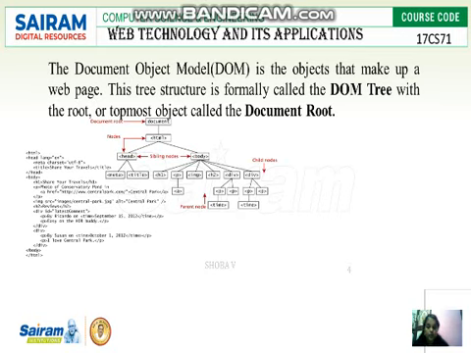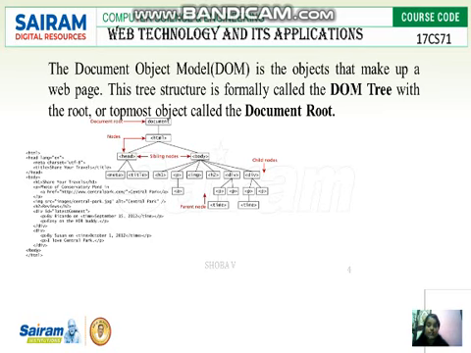We already saw that the tree structure is formally called the document object model tree, and the root or topmost object is the document root. This is also sibling or parent based. We already saw that objects are organized like window object, document object, form, and form controls. Under the form object we can have many elements, like checkbox and radio button. In the document root we have the HTML tag, and under that the head tag and body tag.